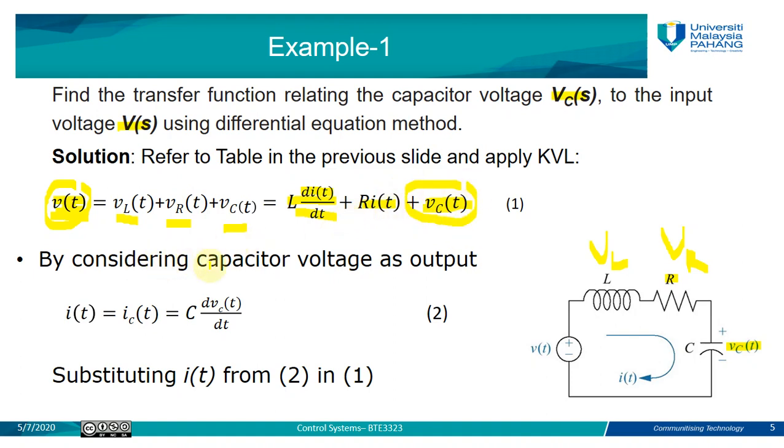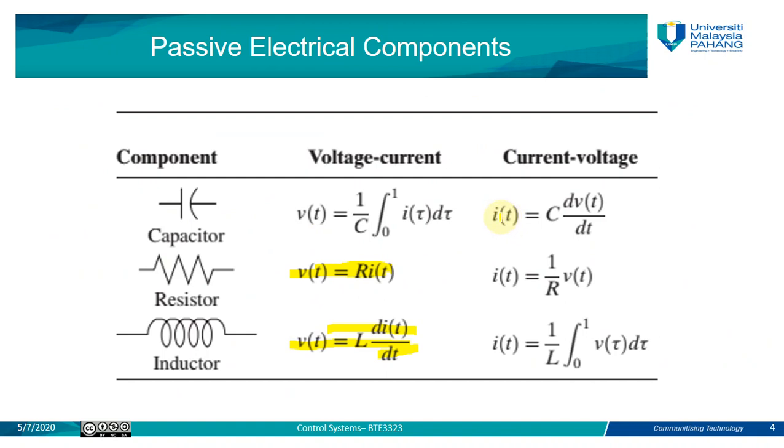As we can see here, we have only one current in our circuit because this is a series circuit. We only have a current which goes through the inductor, the resistor, and the capacitor. So i(t) here will equal iC(t). That means the current of the loop is the same as the current of the capacitor. But the current of the capacitor is equal to C dVC(t)/dt. Where did we get this from? This is how we can represent the capacitor current from this table. So iC(t) is equal to C dVC(t)/dt, same as we got it here.